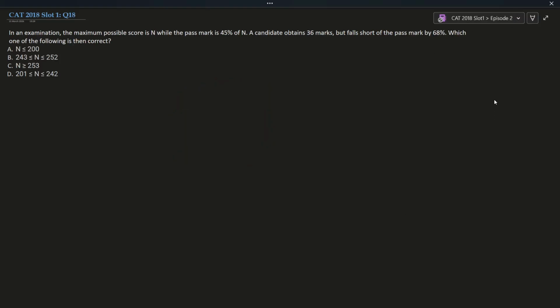Let's move on to the next question. In an examination, the maximum possible score is n, while the pass mark is 45% of n. A candidate obtains 36 marks but falls short of the pass mark by 68%. Which one of the following is then correct? Range of n. So I need to find the maximum possible score.